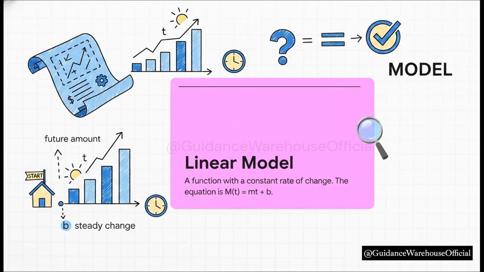Now, I know, letters in math can feel a little intimidating sometimes, but let's break this down. It's way simpler than it looks. All this is saying is that some future amount, m of t, is just your starting point, b, plus the steady change, m, happening over a certain amount of time, t. That's literally it. You find the start, you find the change, and boom, you've built your model.